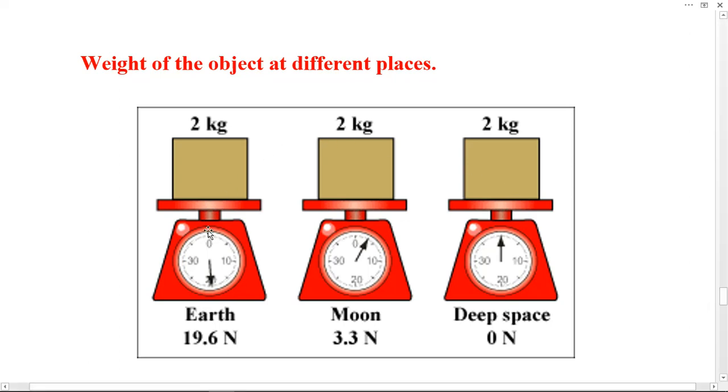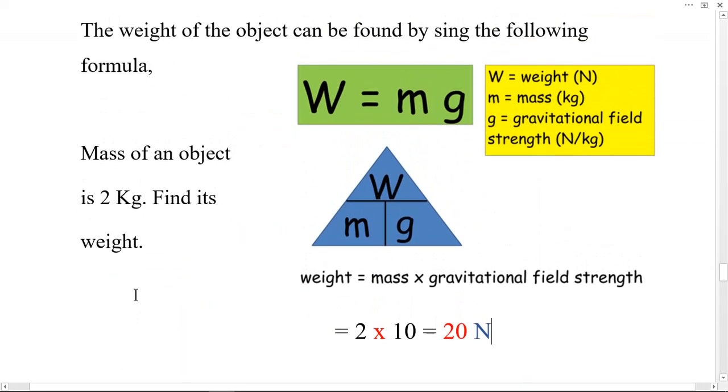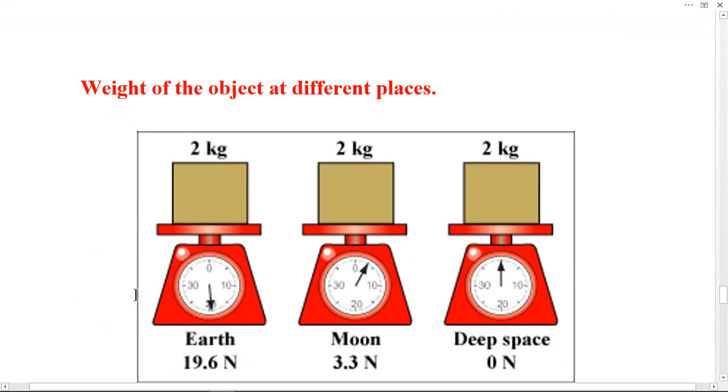For example, if you talk about the first diagram, 2 kg on Earth, the value of g, if you remember, we just discussed here, is 10 on Earth, but on the moon it is different.